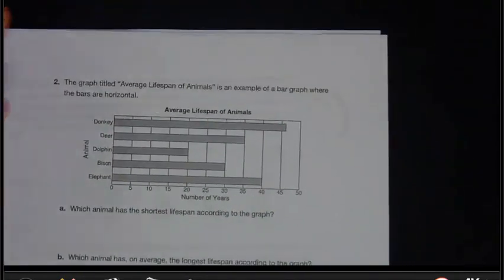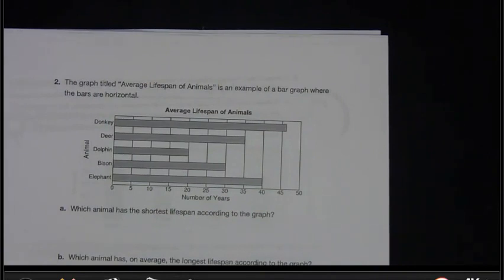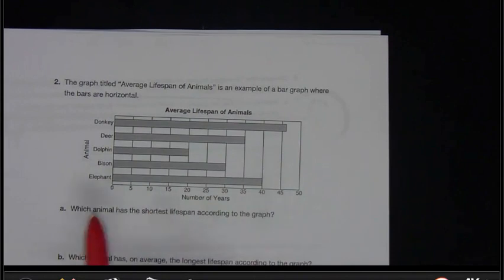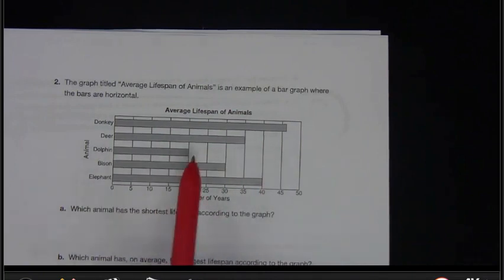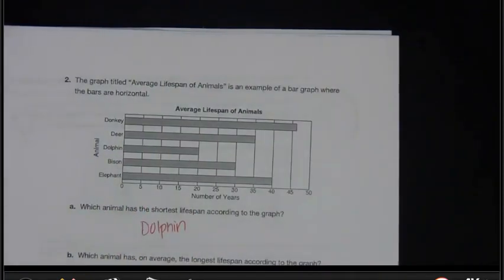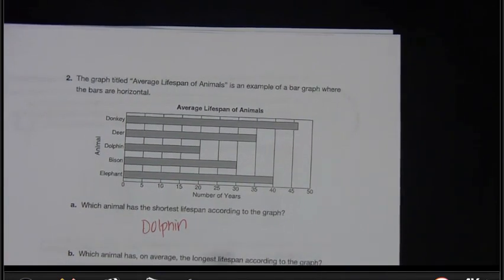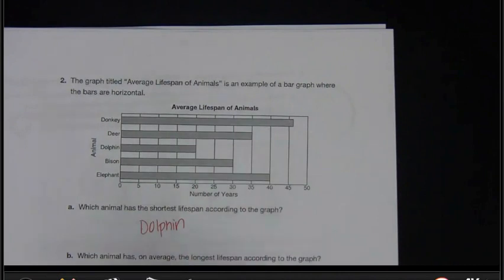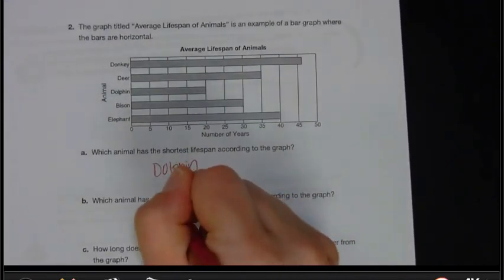Number 2. The graph titled Average Lifespan of Animals is an example of a bar graph where the bars are horizontal. So this time we're going this way. Which animal has the shortest lifespan according to the graph? Well, I need to find the one that has the shortest bar, and it looks like dolphin is my shortest bar. So dolphin has the shortest lifespan. Which animal has, on average, the longest lifespan according to the graph? Well, now I need to find the bar that is the longest, and according to my graph, donkey has the longest lifespan.